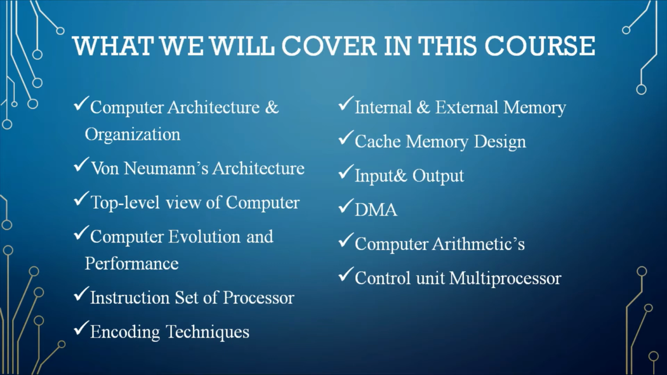Then we'll discuss the instruction set of a processor and encoding techniques. Both of these, the instruction set and the encoding techniques, are based on programming concepts of assembly language, like what kind of machine instructions are involved. Then we'll discuss the internal and external memory, like RAM and ROM, secondary storage, and how these memories will affect the system performance. Cache memory design, input-output module.